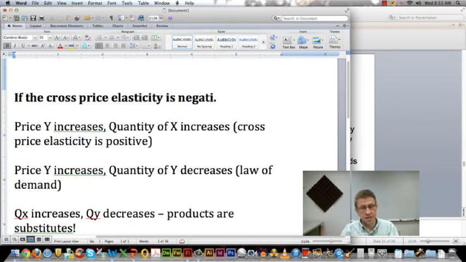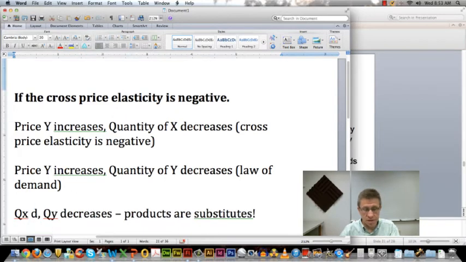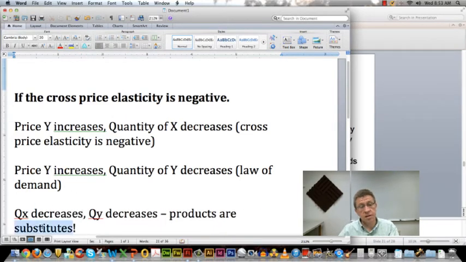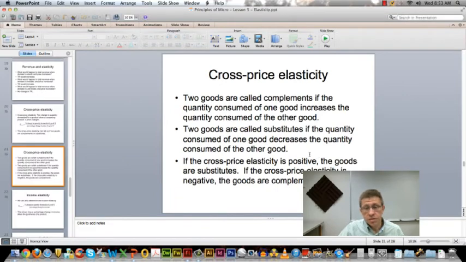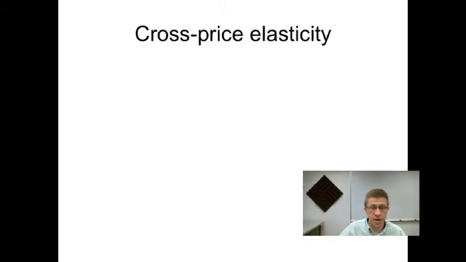So if the cross-price elasticity is negative, how does this change? If the price of Y increases, the quantity of X now decreases, right? That's because the cross-price elasticity is negative. The law of demand still holds, right? The price of Y goes up, the quantity of Y decreases. So now these both decrease, and the products are complements. So the products are complements for one another if the cross-price elasticity is negative, and they're substitutes if the cross-price elasticity is positive.